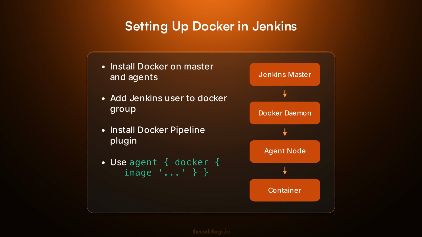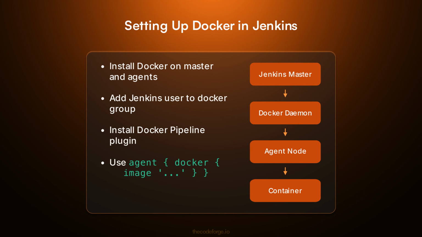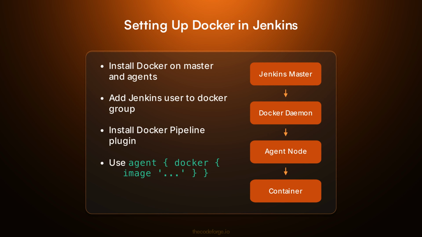To set up Docker integration, install Docker on your Jenkins master and agents, add the Jenkins user to the Docker group, and install the Docker pipeline plugin. For declarative pipelines, use agent docker image node:14-alpine to run the entire pipeline inside a container.